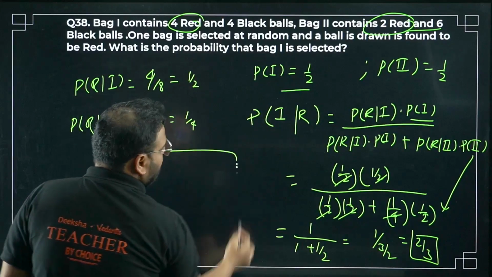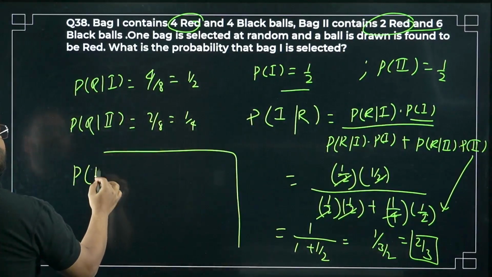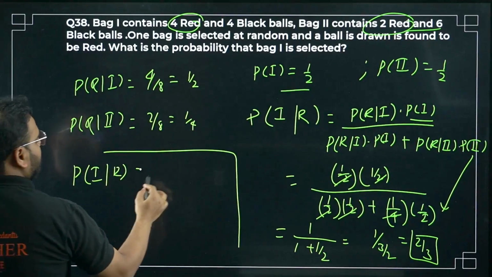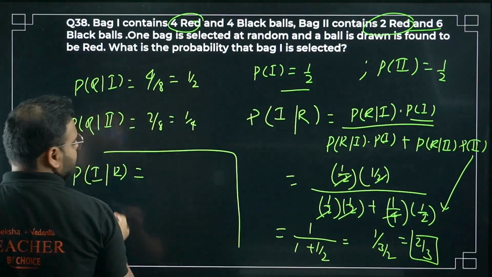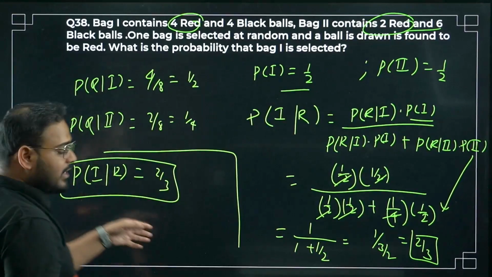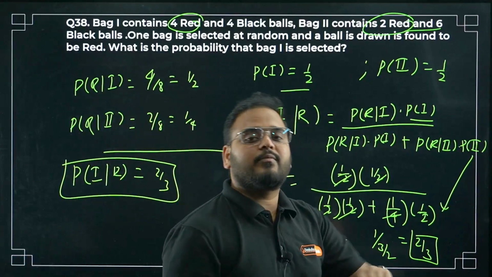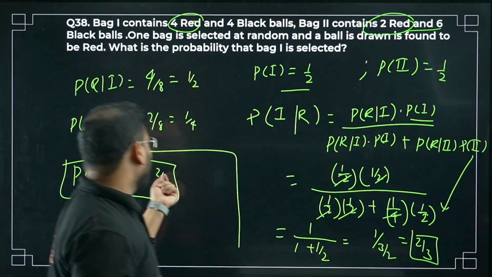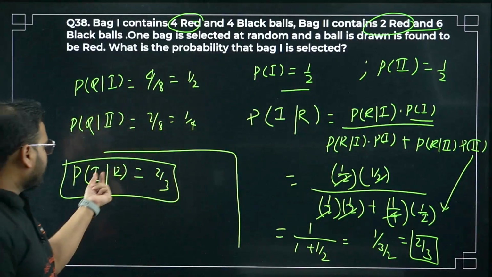Answer for what? Answer for P(I1|R), means choosing a red ball from the first bag: 2 by 3. Means we have chosen a red ball already. The chance of it coming from the first bag is going to be 2 by 3. So the chance of the red ball being from the first bag is 2 by 3.